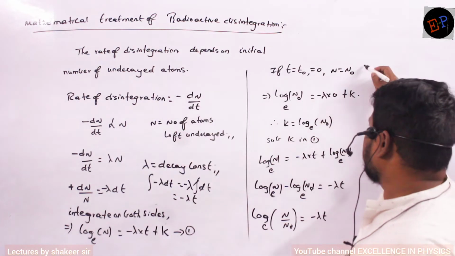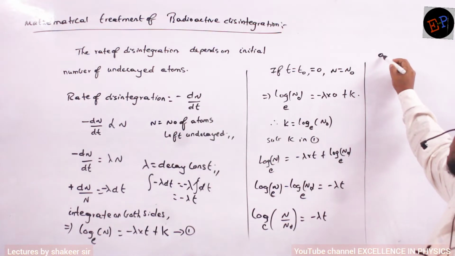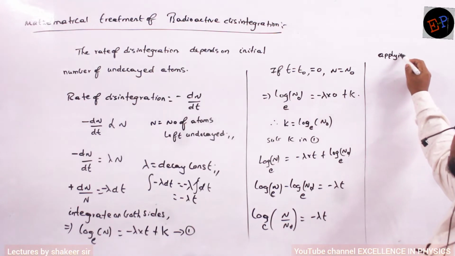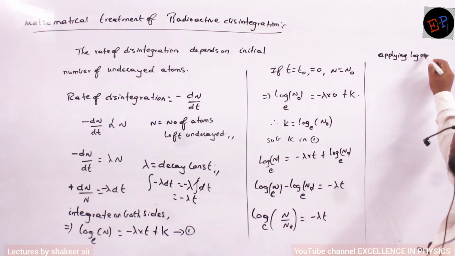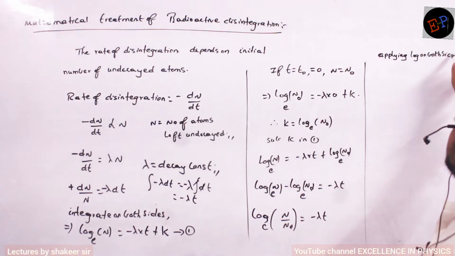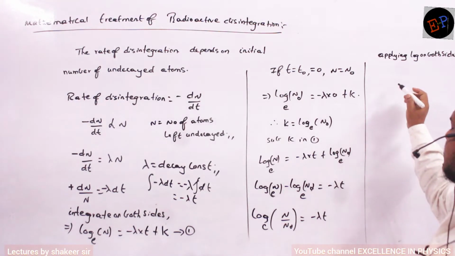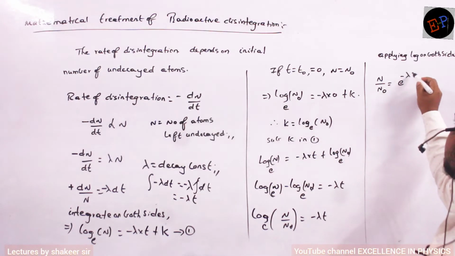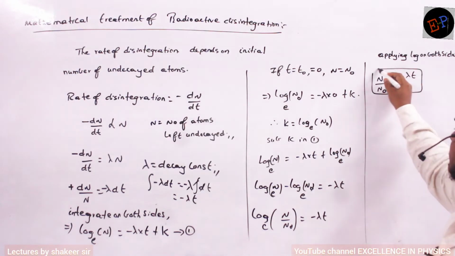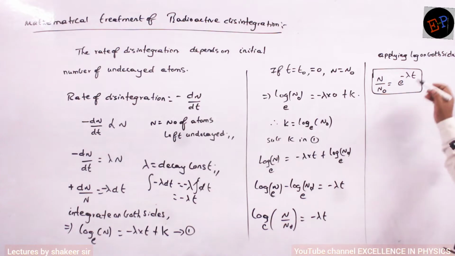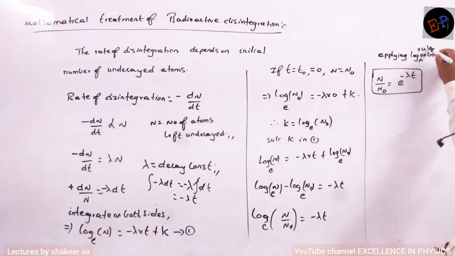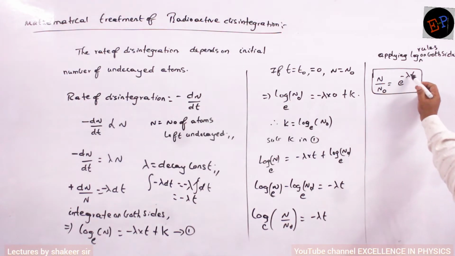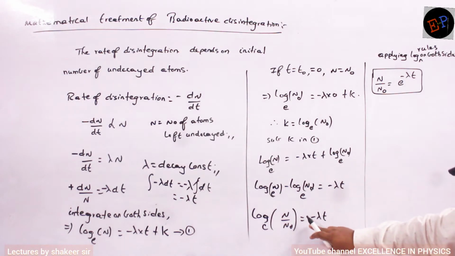Now what I will do, I will apply logarithms on both sides. So applying log on both sides, then what I will get? I will get n divided by n naught is equal to e power minus lambda into t. So this is the relation which I will get. Here n by n naught equals e power minus lambda t can be converted into this form also when you apply logarithms.